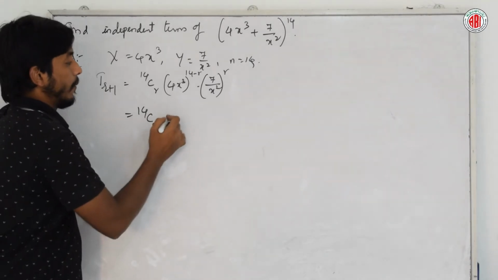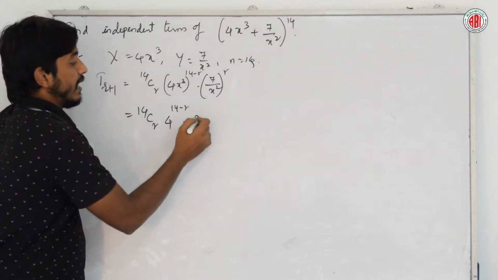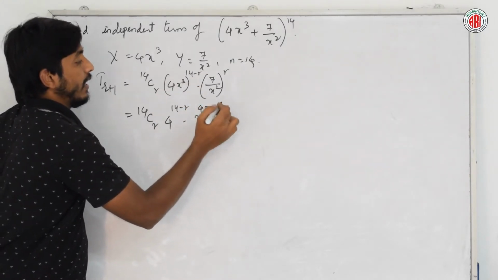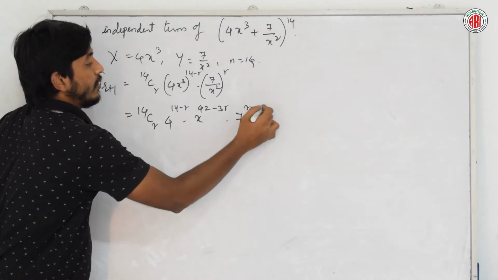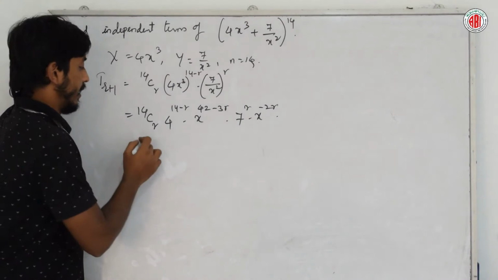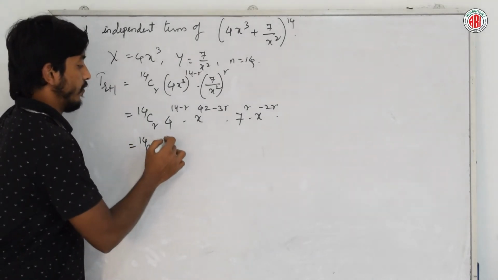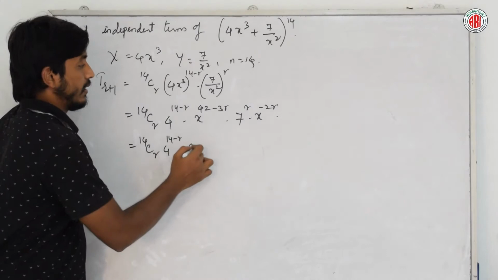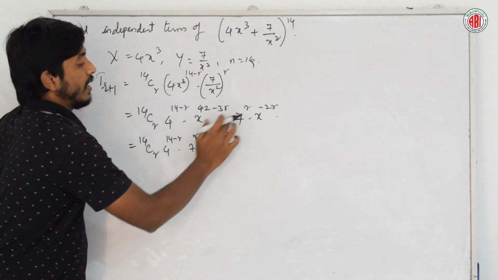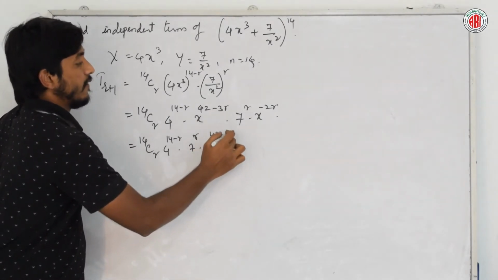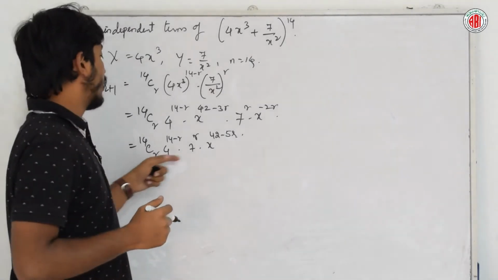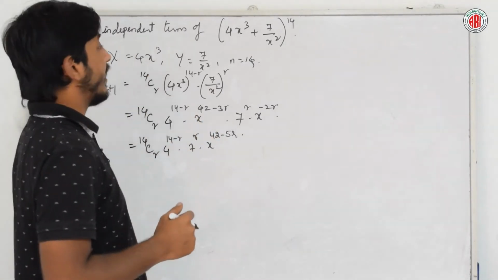14Cr 4 power 14 minus r, x power 14 threes is 42 minus 3r, into 7 power r into x power minus 2r. Is it fine? Good. Then what is left is 14Cr 4 power 14 minus r, 7 power r, into x power 42 minus 3r minus 2r, which is nothing but minus 5r. Is it clear? Nice.